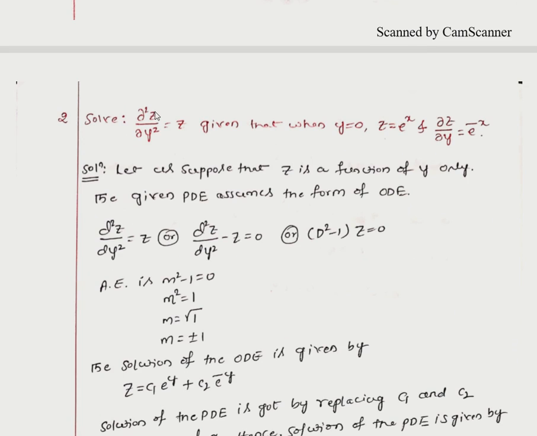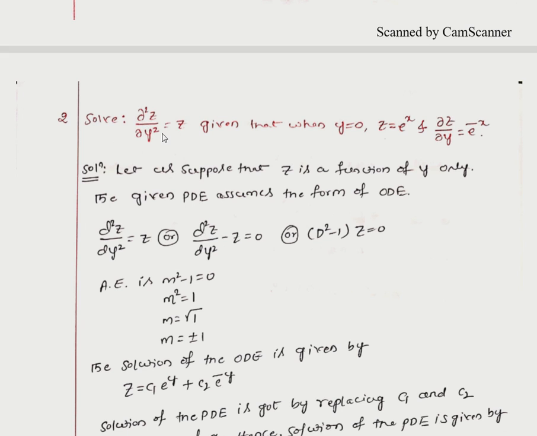Next problem, solve dou square z divided by dou y square, that is equal to z. Given that when y is equal to 0, z is equal to e power x, and dou z by dou y is equal to e power minus x. You must observe that this is the homogeneous PDE, because every term contains either the dependent variable z, or one of its partial derivatives. Therefore this is the homogeneous partial differential equation.